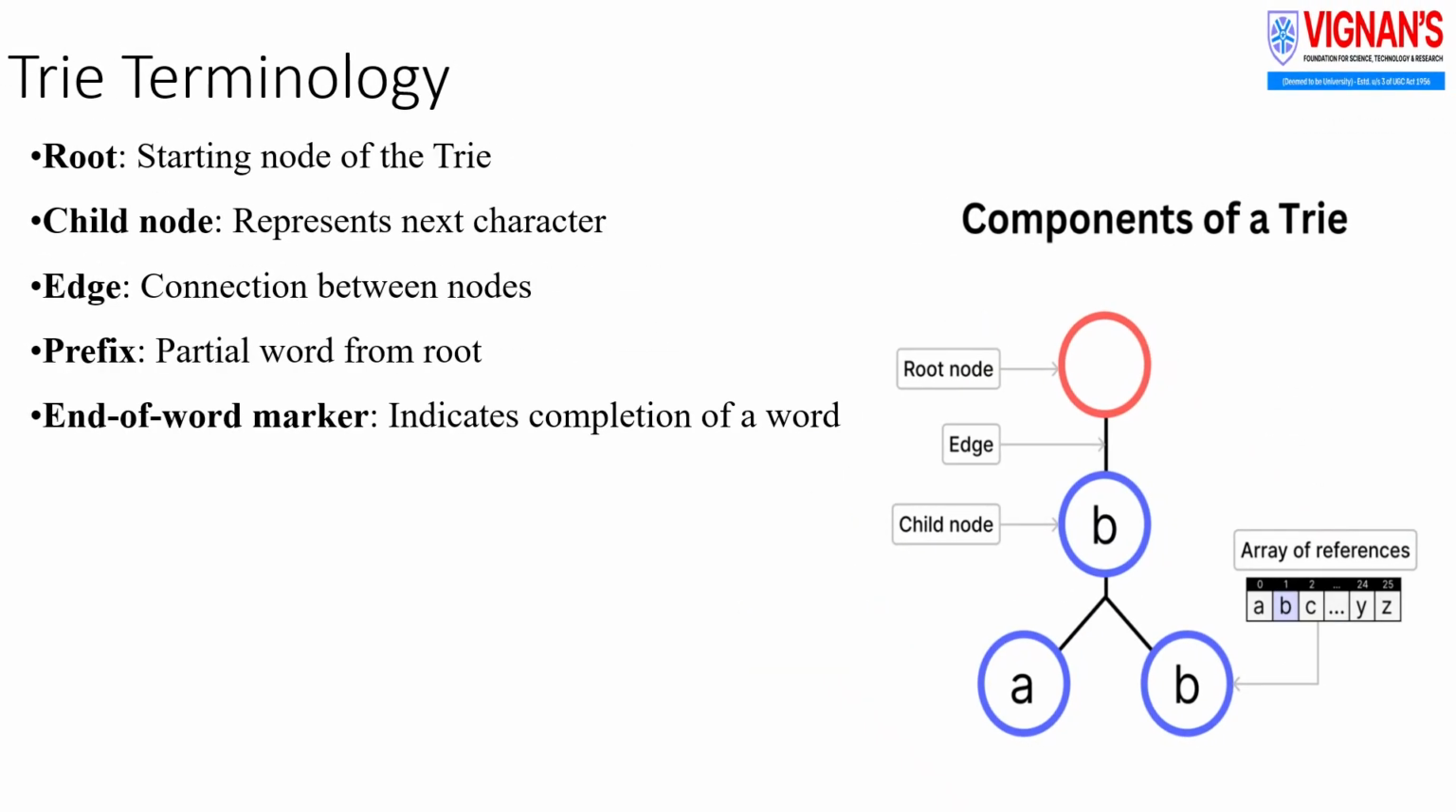Trie terminology. In trie terminology, the root is the starting node of the trie. A child node represents the next character in a word. An edge is the connection between two nodes in the trie. A prefix is a partial word formed by the path from the root to any node. An end-of-word marker indicates the completion of a word in the trie. These components together define the structure and functioning of a trie data structure.